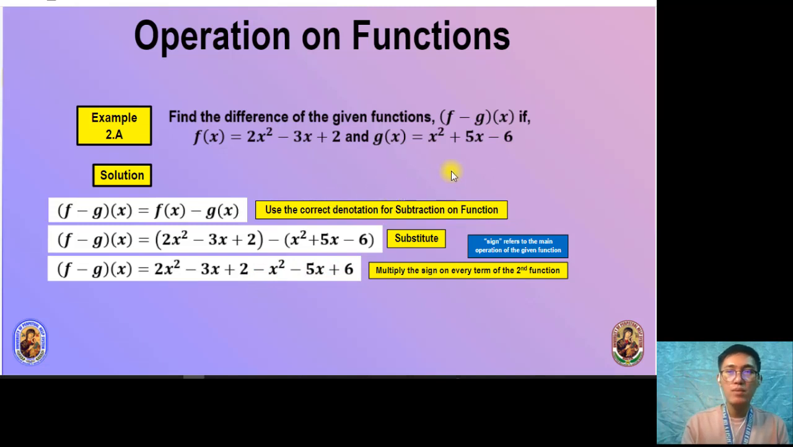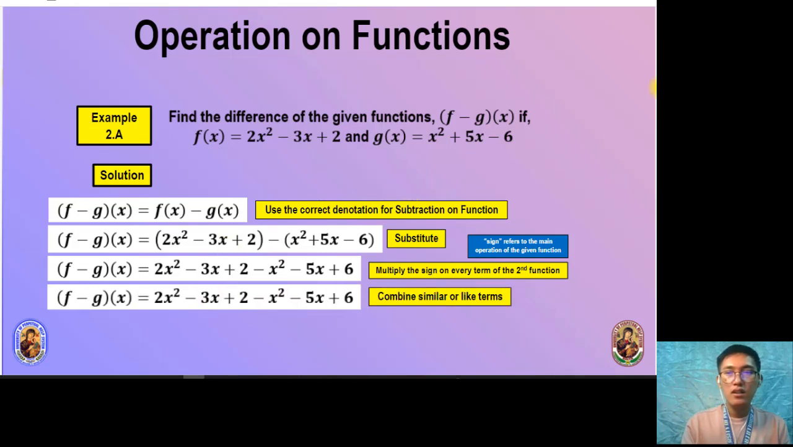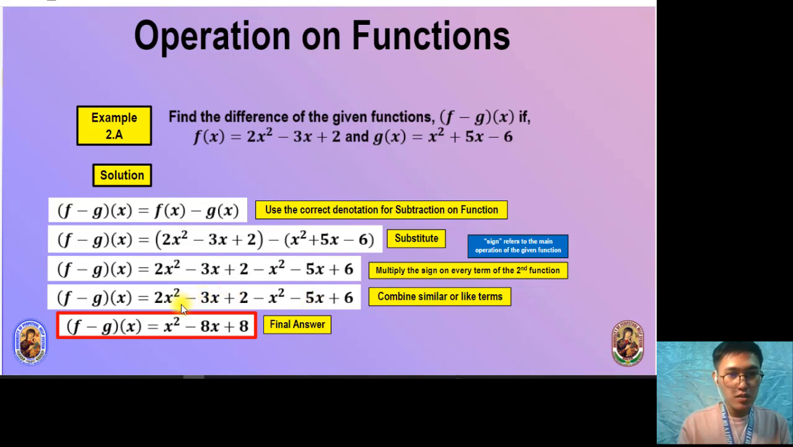Then let us combine like terms. 2x squared minus x squared will have here x squared minus 8x plus 8. Where did we get this? By combining similar or like terms. 2x squared minus x squared, it's just like 2 minus 1. We'll have here x squared. Next, negative 3x minus 5x, in subtraction of the same sign, add the numbers and follow the sign. 3 plus 5 is 8 and their sign is negative.